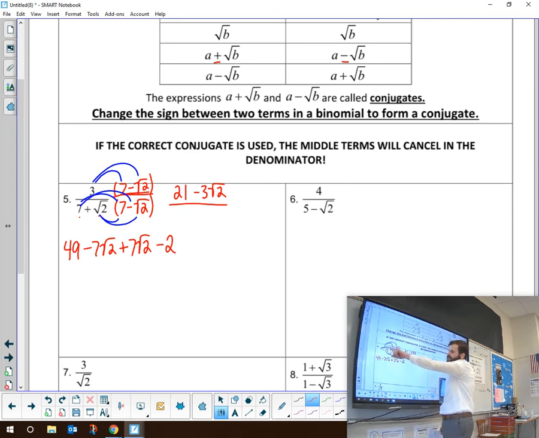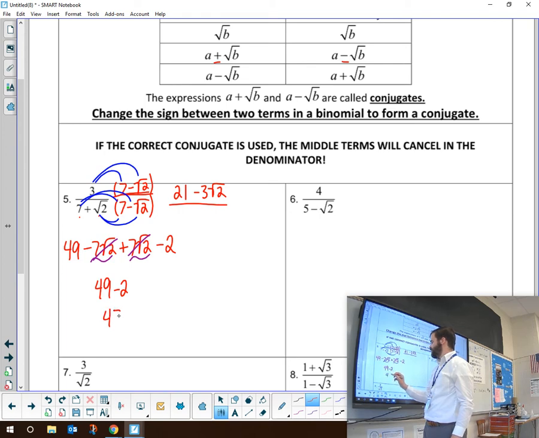Hopefully that makes sense, right? Square root of 2 times negative square root of 2, the square roots cancel, they go away. All right, so then we combine like terms. Negative 7 square root of 2 and 7 square root of 2 are like terms. They just cancel. Awesome. Add them together, they cancel. That's what multiplying by the conjugate does. It cancels out those ones in the middle. So then that just leaves me 49 minus 2. And 49 minus 2 is, of course, just going to be 47.